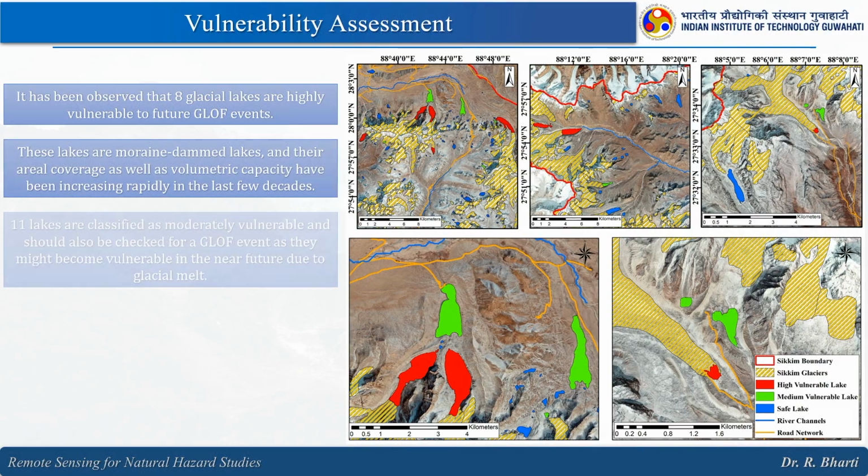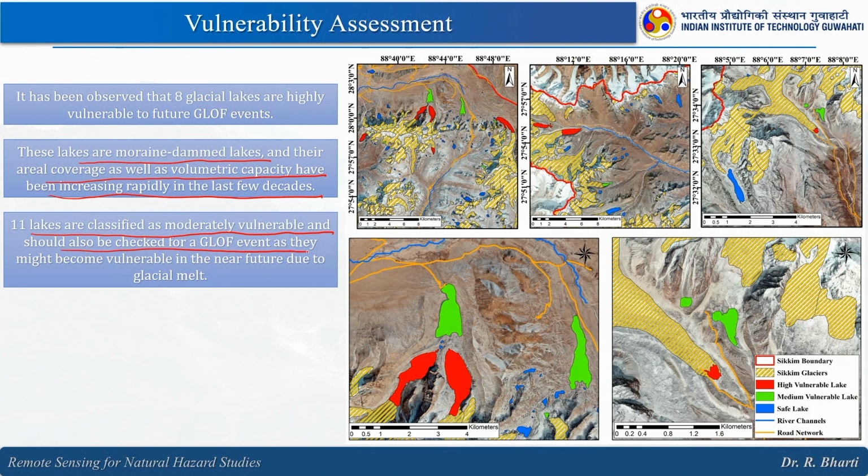So, it has been observed that 8 glacial lakes are highly vulnerable to a future event. These lakes are moraine dammed lakes, and their areal coverage as well as the volumetric capacity have increased rapidly in the last few decades. 11 glacial lakes are classified as moderately vulnerable and should also be checked for a GLOF event, as they might become vulnerable in the near future due to glacier melting, right. So, here you can see the results.